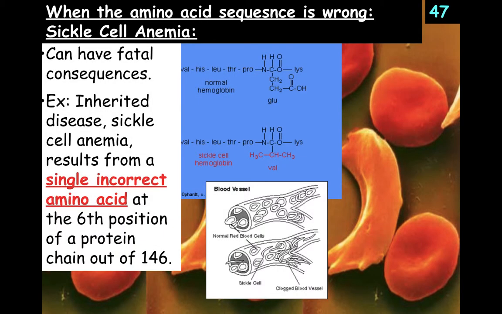Okay, if the amino acid sequence is wrong or it has a deformed shape, it can have very fatal consequences. So one of these that we looked at was sickle cell anemia. Over here you see a fairly normal red blood cell, and then this is one of the sickle cells, right? It loses its ability to carry oxygen properly around the body.